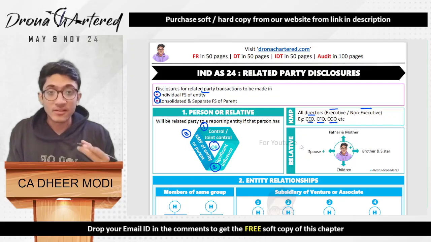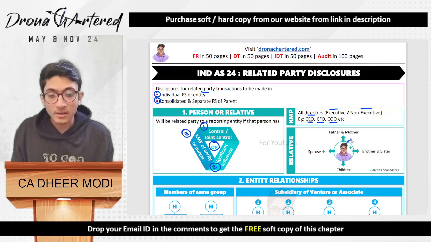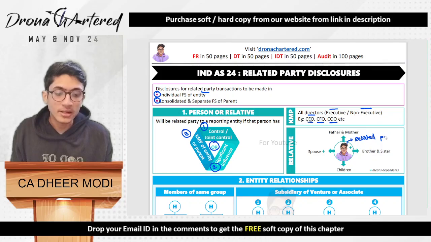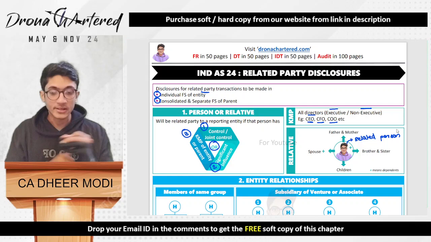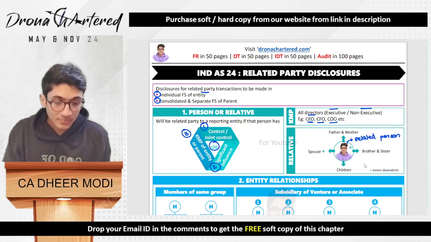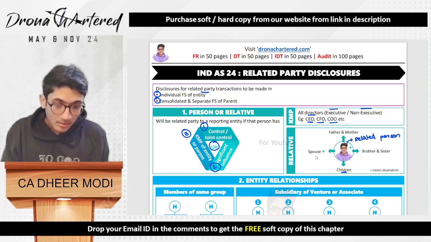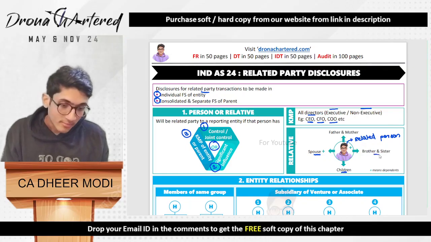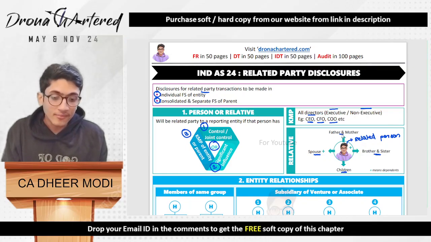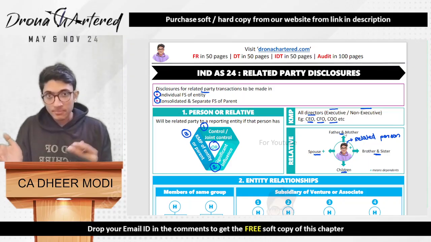Now the definition of relative. What is your relative? So say for example, this is me. I am a related person to the entity. So my relatives will also be considered as a related party to the entity. So who are my relatives? First of all would be my children. It would be my spouse, that is who I am married to. Next is my brothers and sisters and my father and mother. So up, father and mother, down, your kids, spouse and your brother, sister.